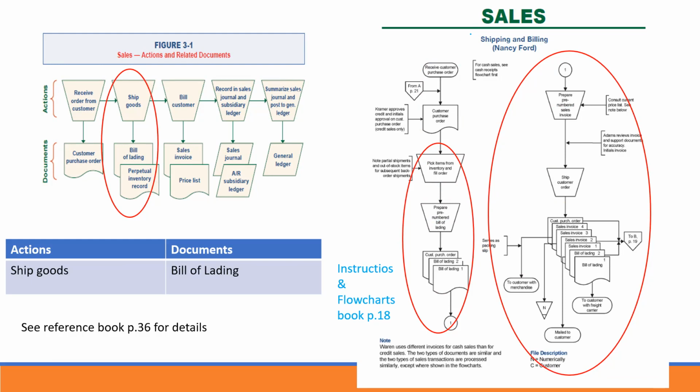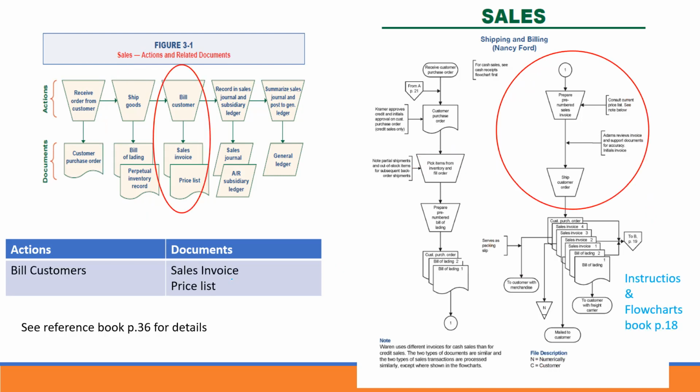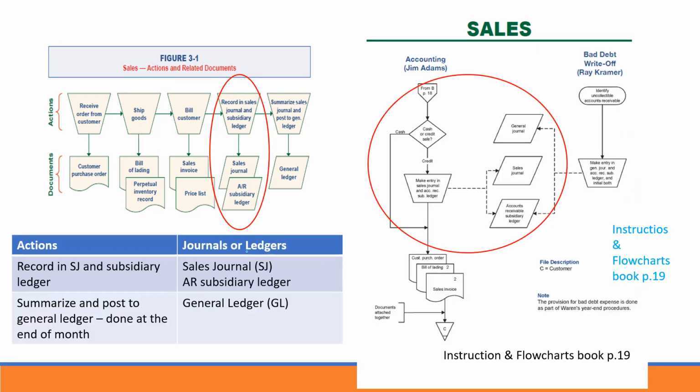So let me just briefly go over here. The second step is to ship the goods, that involves this part and this part. So the action is to ship the goods, and the document you need is the bill of lading that I already explained. So this part here, I also talked about it, is to bill your customer, and the documents you need would be the sales invoice and the price list. I have already talked about it. And then the next step is something that I haven't talked about.